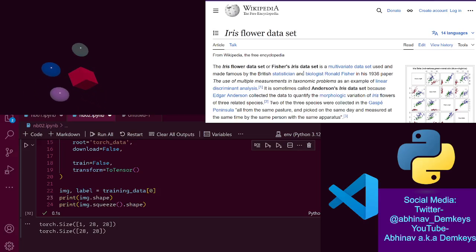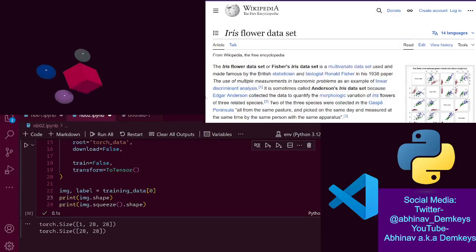Okay, this word, I hate this word. I like statistics, I hate saying statistics because the word is not easy to say. But anyways, it's by the British statistician and biologist Ronald Fisher in his 1936 paper, "The use of multiple measurements in taxonomic problems as an example of linear discriminant analysis." Oh, that's the name of the paper.